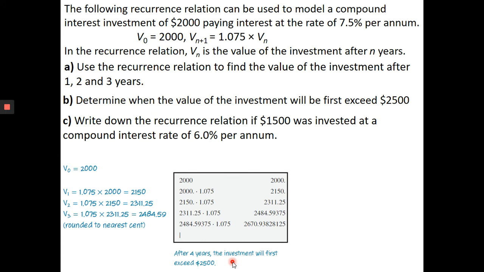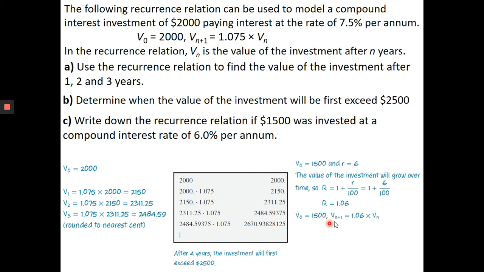Write down the recurrence relation if 1,500 was invested at an interest rate of 6% per annum. So we have to do 1 plus 6 over 100, which is 1.06. So V0, 1,500, Vn plus 1, 1.06 times Vn. Easy. Or is it?